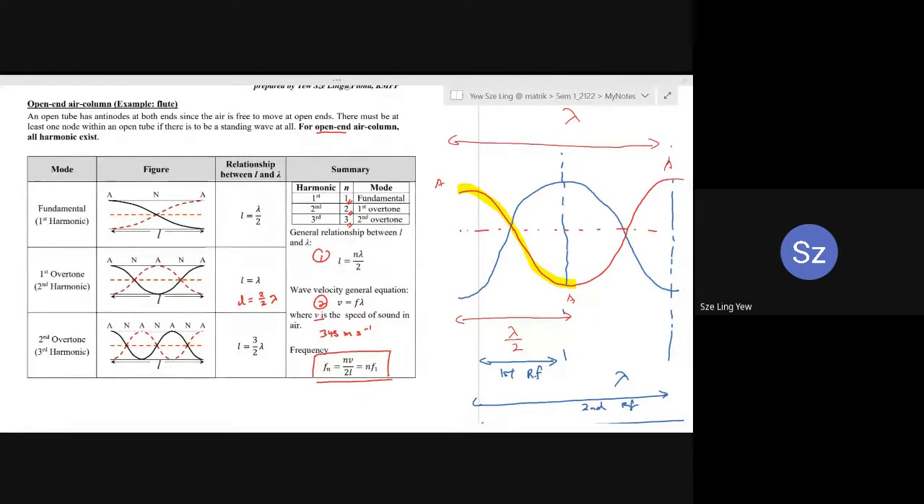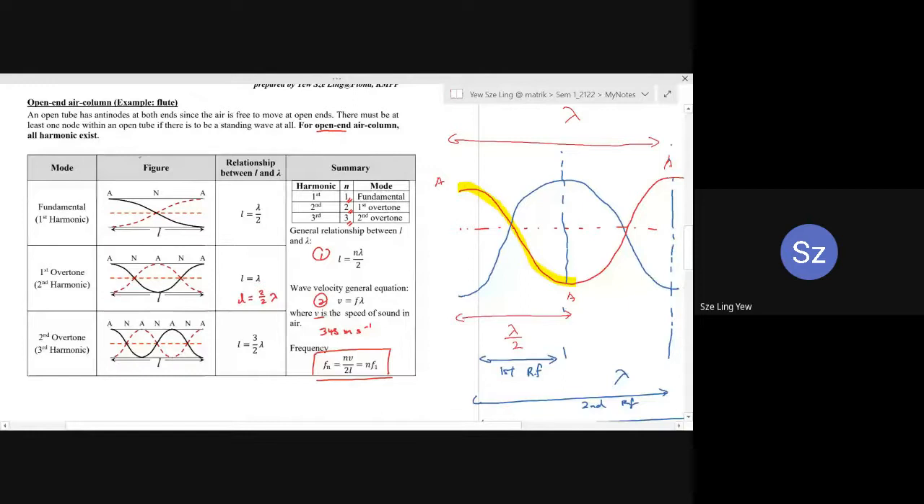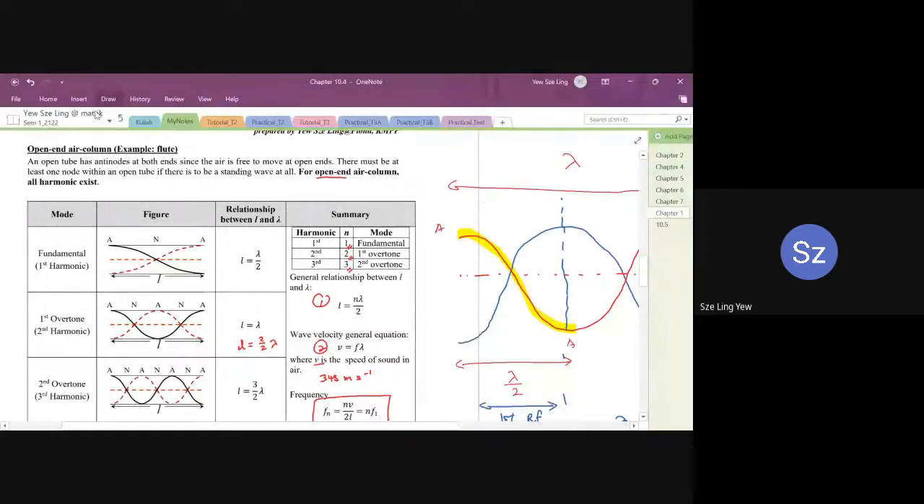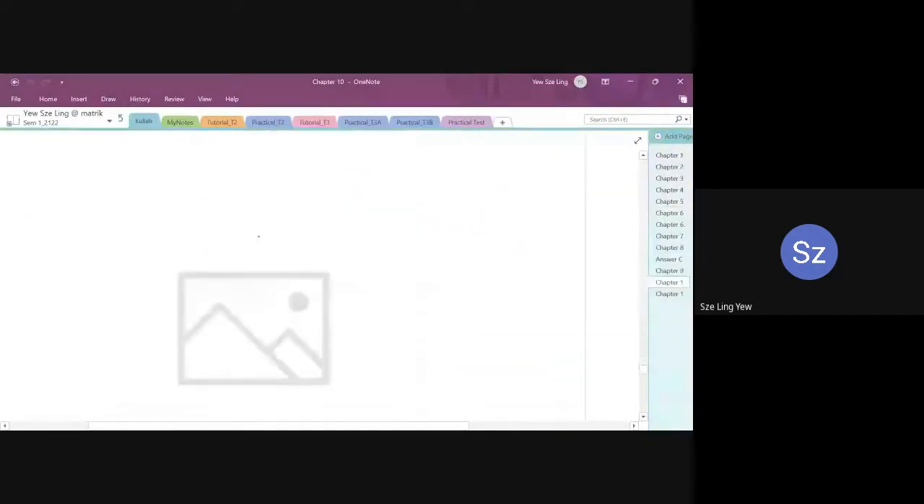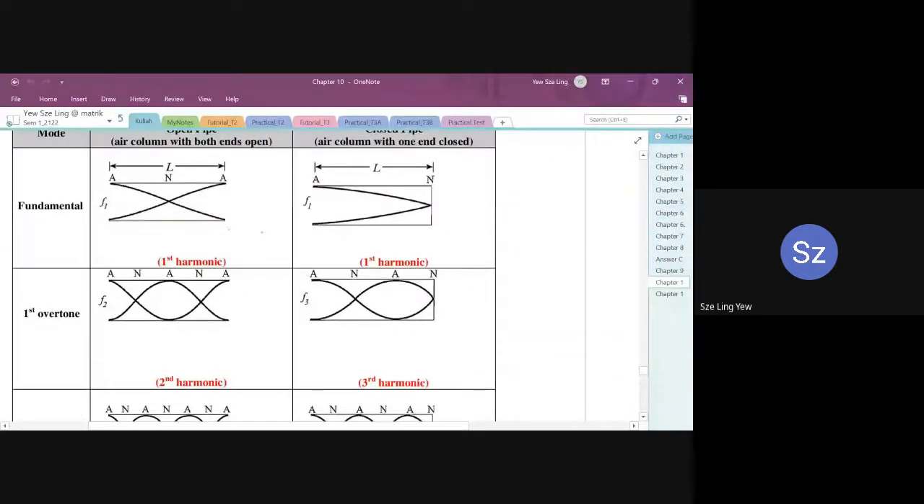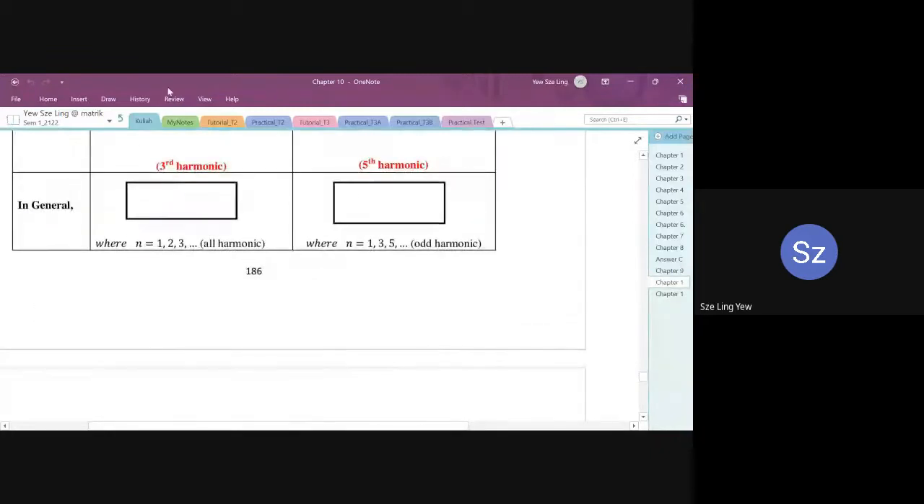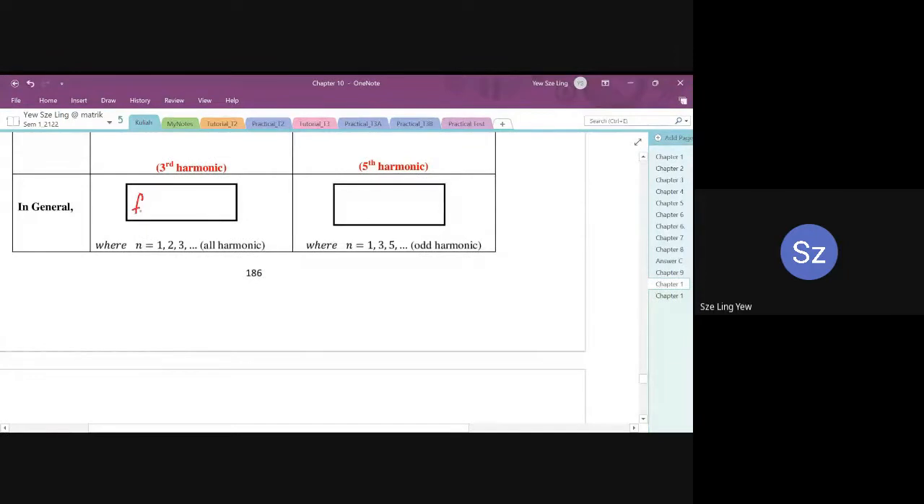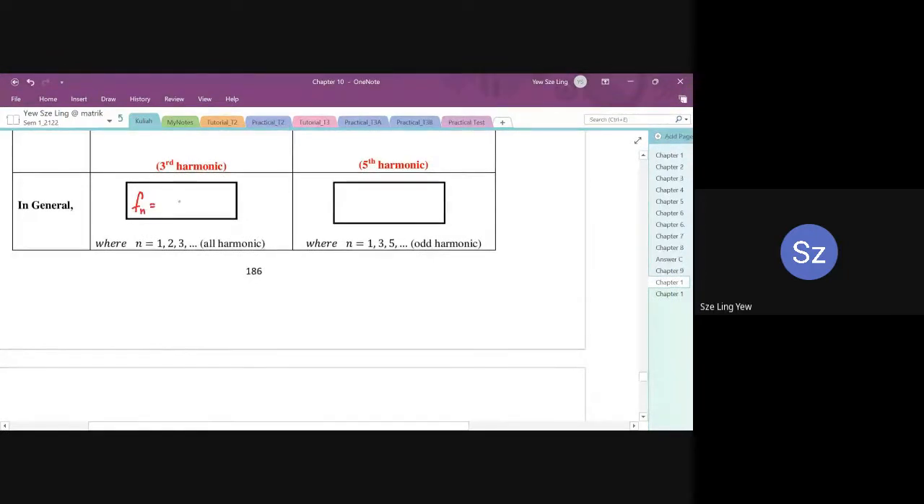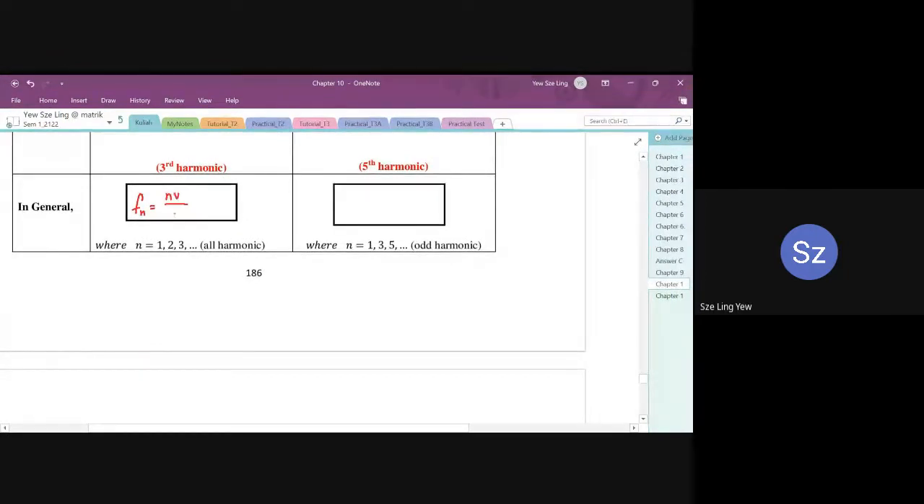So again, I give you a few minutes to write it down. In your lecture notes, I think they just look at the final equations only. Let's go back to your notes for a while. In your lecture notes, they give you the equation here: fn equals nV over 2L equals nf1.